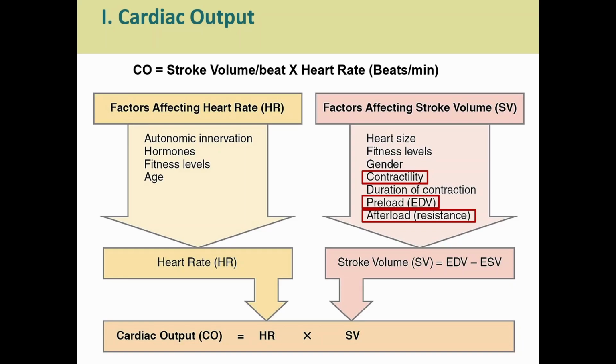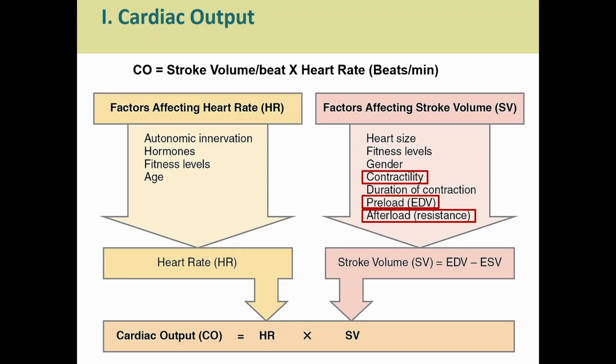So what are some things that can affect all of this? Remember, cardiac output comes down to two things, heart rate and stroke volume. On the heart rate side of things, what can affect your heart rate includes autonomic innervation, so parasympathetic versus sympathetic nervous system activity, hormones, and fitness levels. I already mentioned before that if you are an athlete, if you're very active, then your resting heart rate tends to be lower, and age as well.